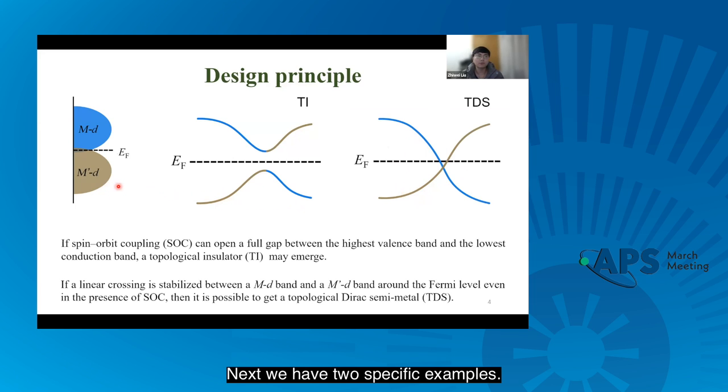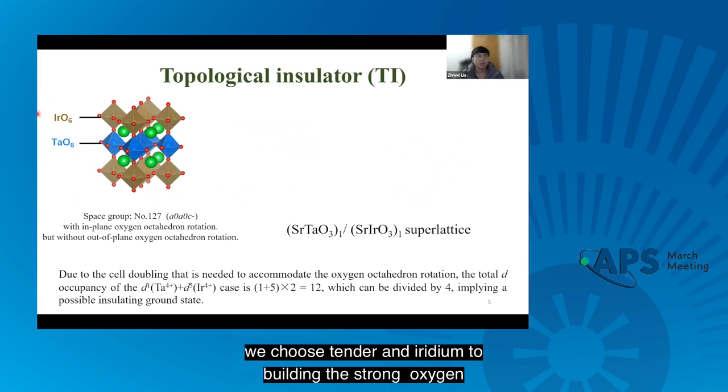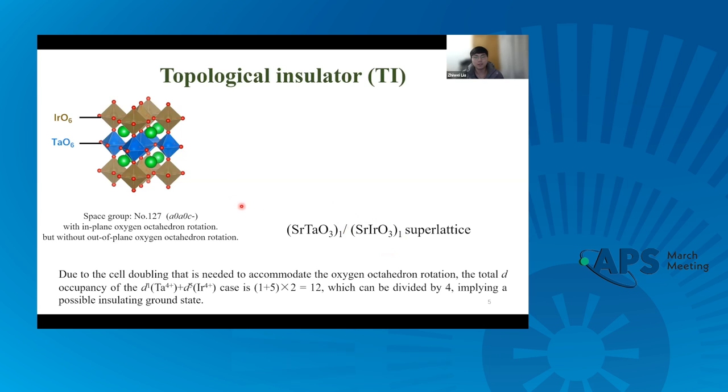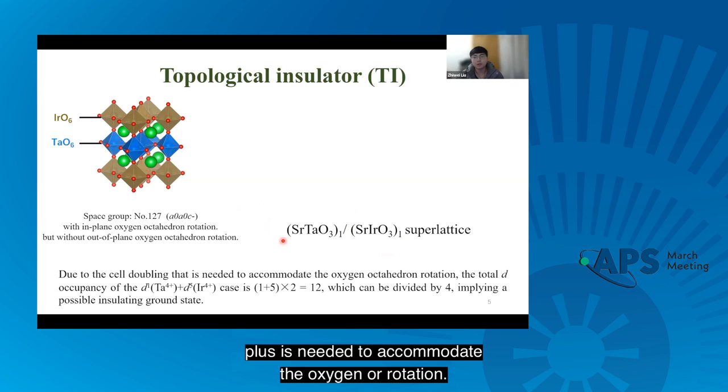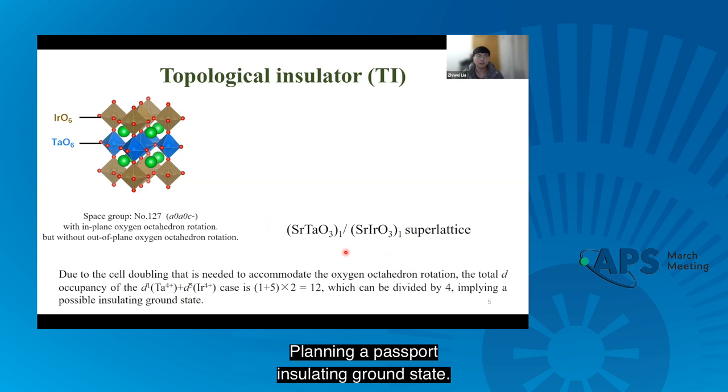Next, we have two specific examples. First, we choose tantalum and iridium to build the strontium tantalum oxygen and strontium iridium oxygen 1-1 superlattice. Due to the cell doubling that is needed to accommodate the oxygen octahedron rotation, the total d occupancy of the d1 plus d5 case is 12, which can be divided by 4, implying a possible insulating ground state.